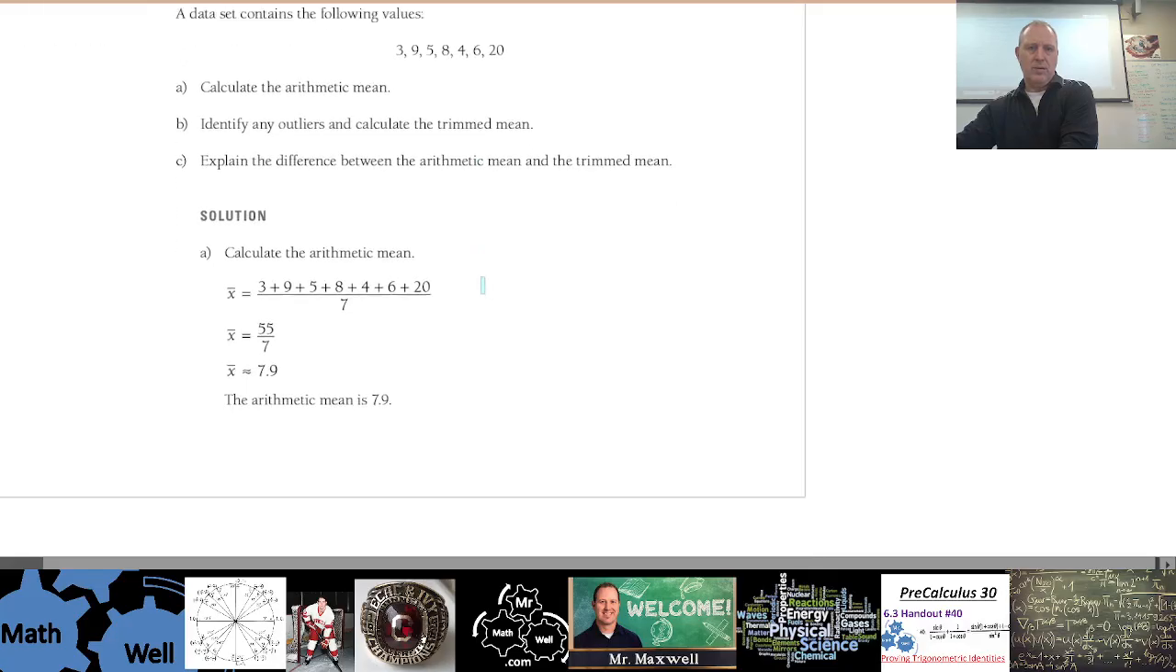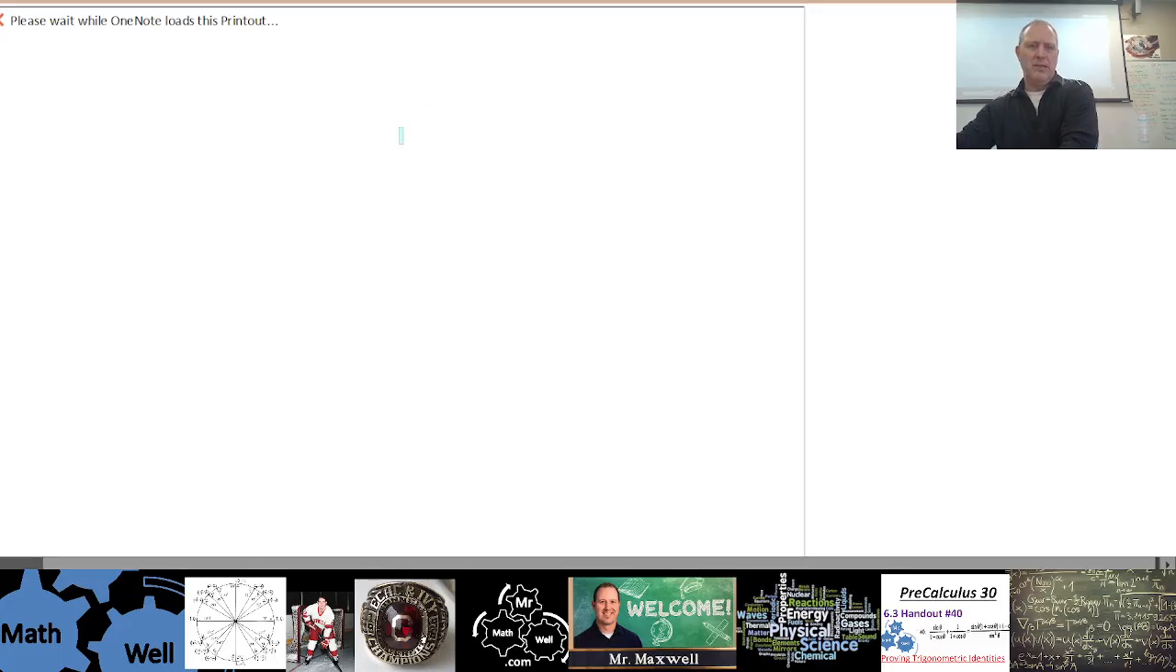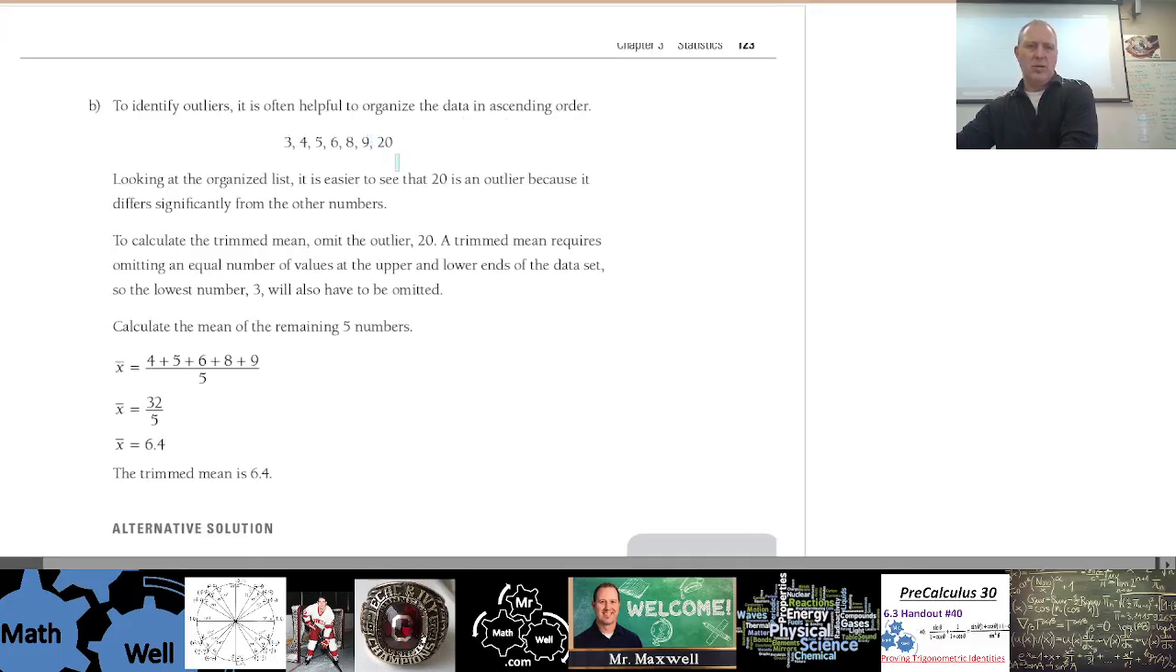Well, the regular mean adds all of them up. The trimmed mean takes away any outliers. So 3, 4, 5, 6, 8, and 9 are pretty closely grouped in this example, but 20 is an outlier. So guess what? We just take off 20.